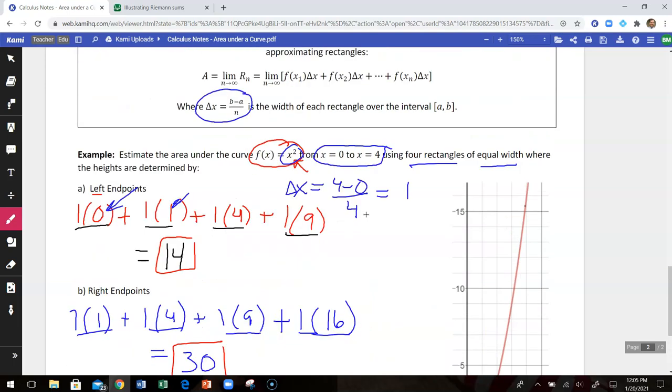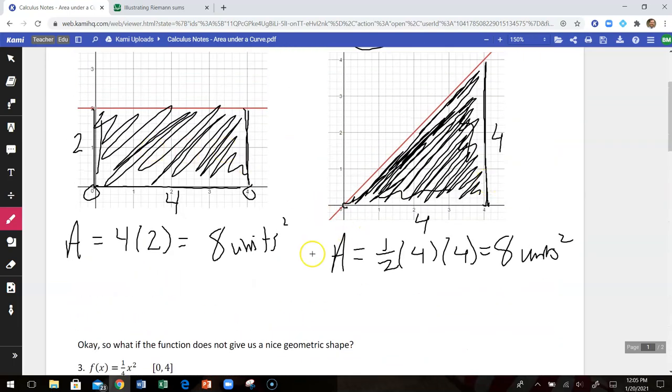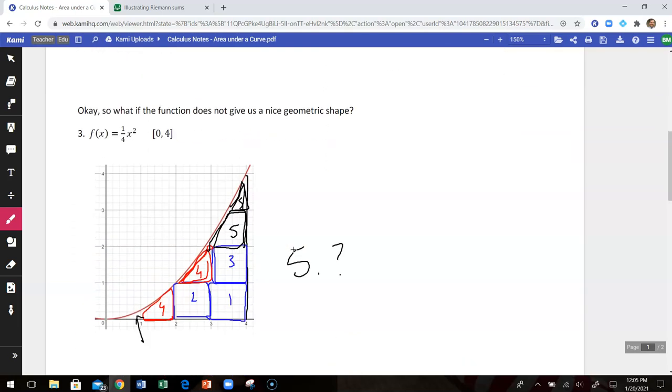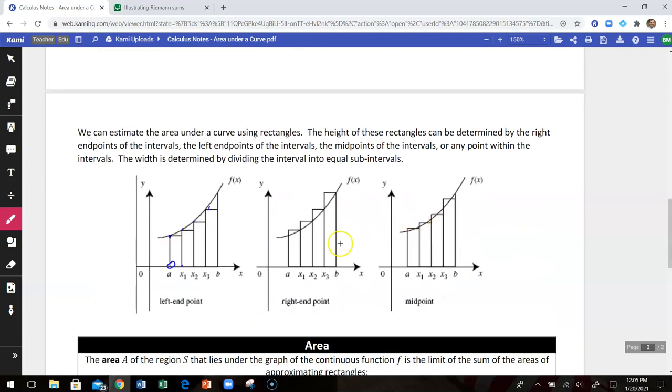Again, if it is a nice geometric shape, I should mention that again. If it's a nice geometric shape, by all means, use a geometric formula to figure that out. Don't draw these rectangles underneath here. Just use your geometry formulas, and that will help with that. But if your shape is not a geometric shape, we're going to estimate that using these rectangles.